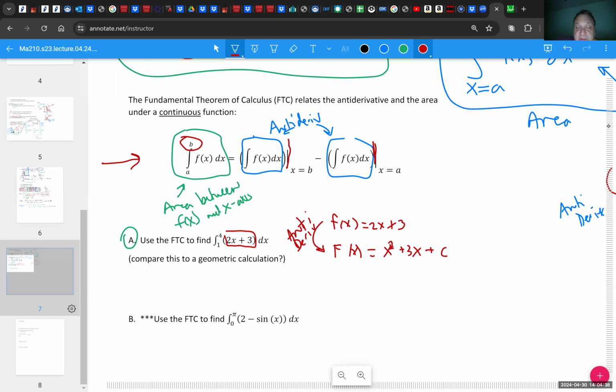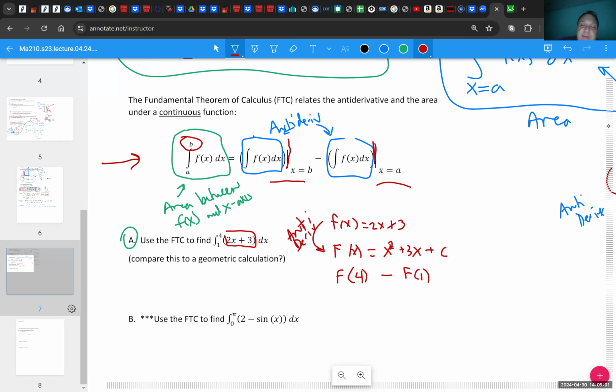So that's our antiderivative. We're going to take our antiderivative and evaluate it at the two endpoints, the right-hand endpoint first, the left-hand endpoint second, and subtract those two. So we're going to find the value of this antiderivative at 4, right? And we're going to subtract the value of this antiderivative at 1.